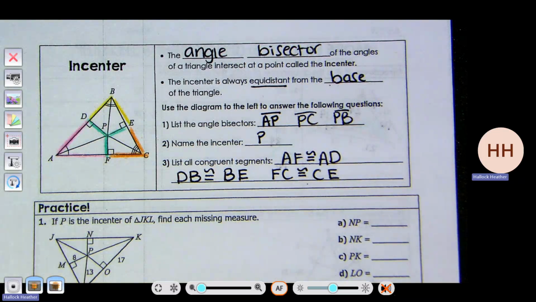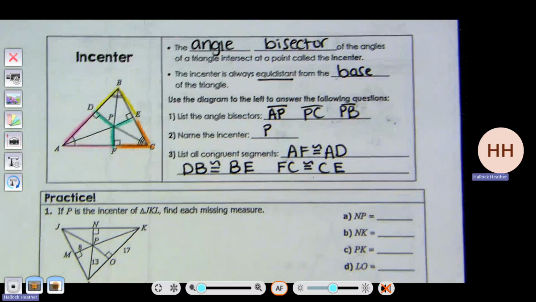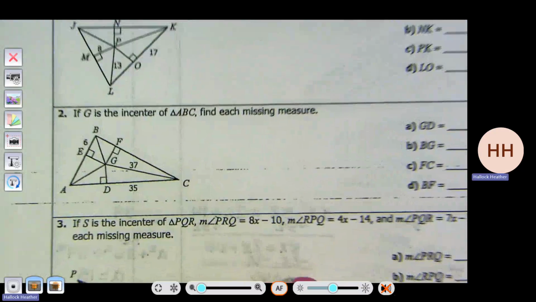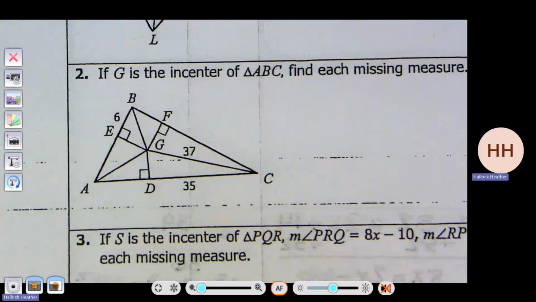So let's go down to number 2. And let's move around what we can. So let's look at our picture for number 2. Where can the 6 also go?